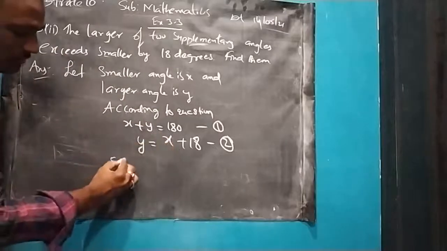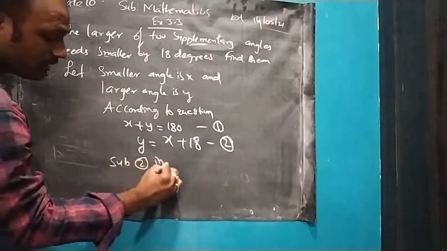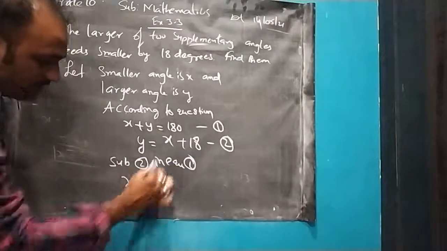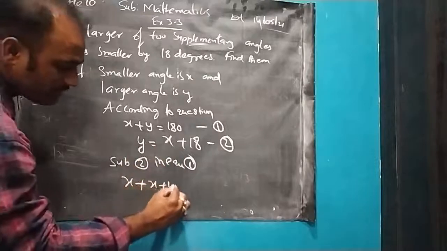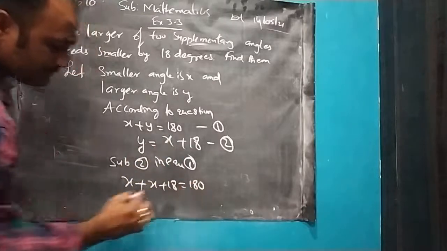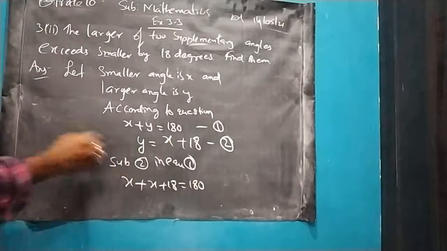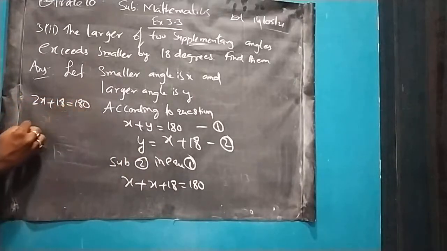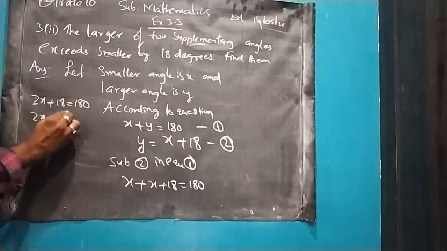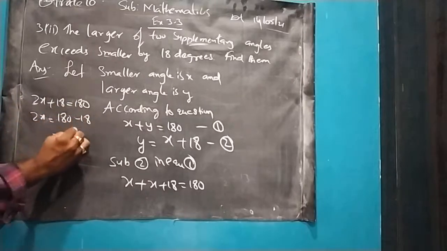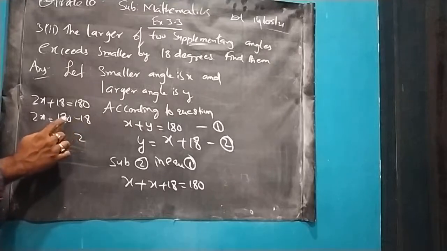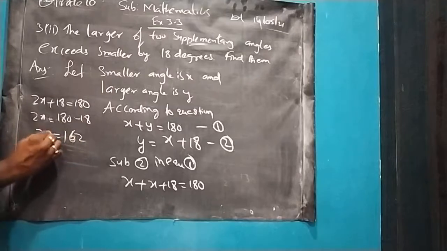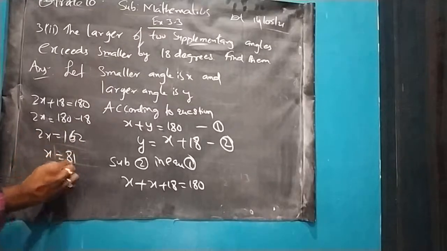So substitute 2 in 1, the second equation in equation 1. So what are we going to obtain here? X plus, in place of y, x plus 18 is equal to 180. So what are we going to get here? 2x plus 18 is 180. So 2x is equal to 180 minus 18. 10 minus 8 is 2. 7 minus 1 is 6. 162. So x value will be 81.